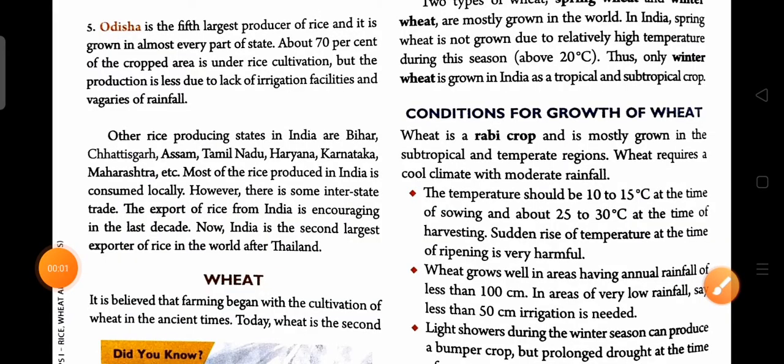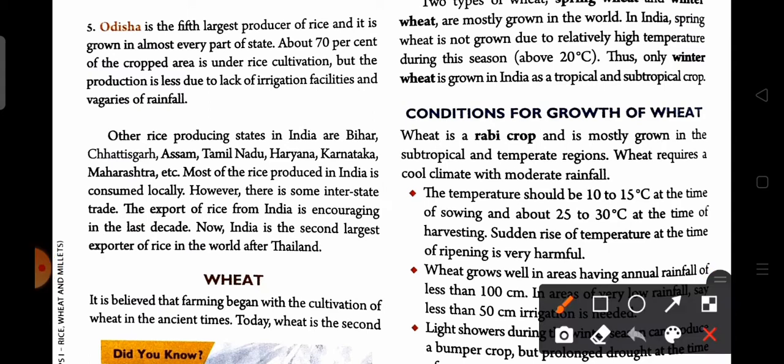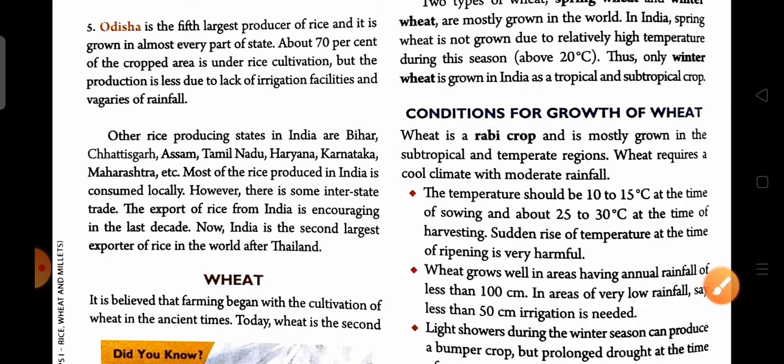As we have been introduced to wheat, let us now learn about the conditions required for the growth of wheat. In these conditions, we learn about temperature, rainfall, soil type, and the factors that also destroy the growth of wheat.